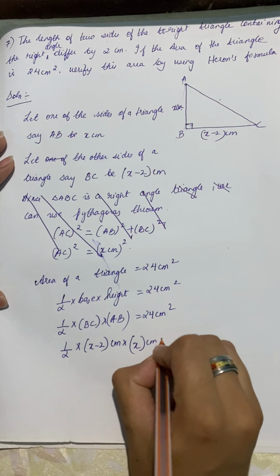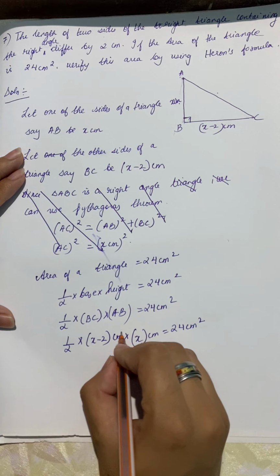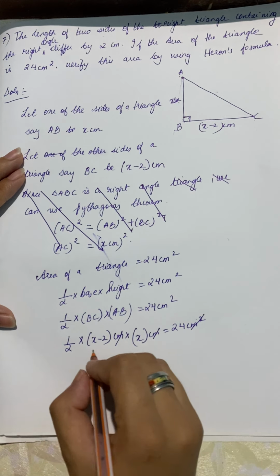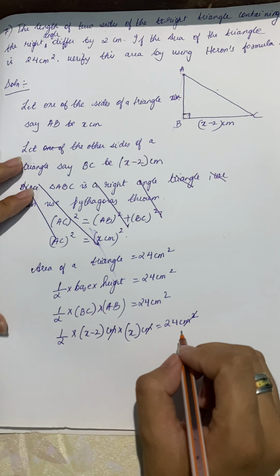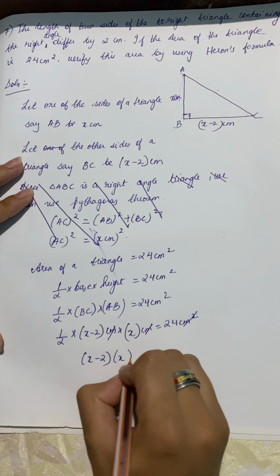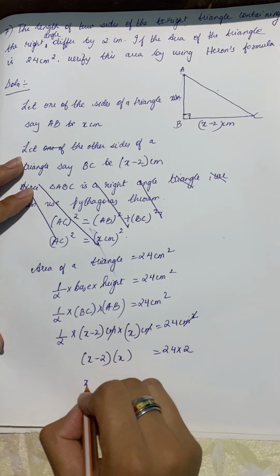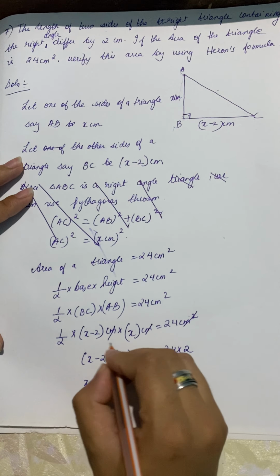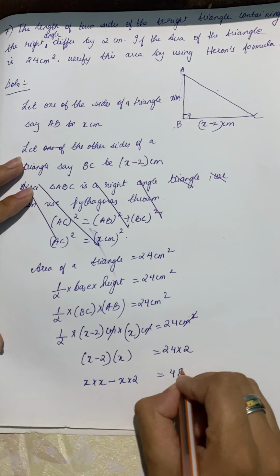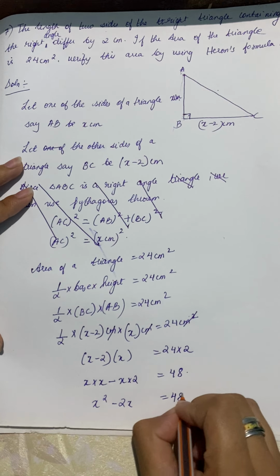Half into x centimeter into x minus 2 centimeter is 24 centimeter square. Now you're left with, you can cancel out the centimeter and centimeter. Now you take 2 to the other side. Clear? So when you take 2 to the other side, you're left with x minus 2 into x, and this becomes 24 into 2. Now you open up the bracket. That means x into x minus x into 2 is equivalent to 48. So you have x squared minus 2x equivalent to 48.